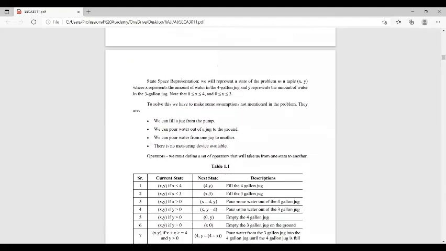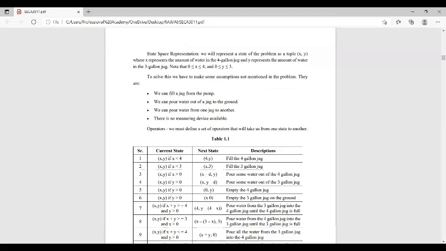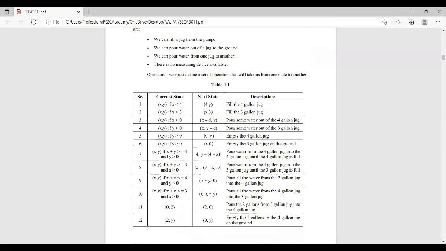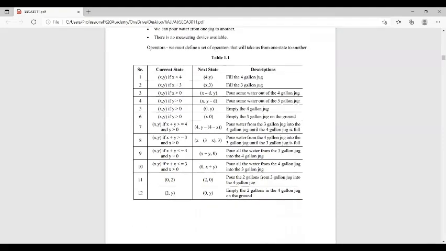So the state space representation is called the (x, y) representation. x represents the 4-gallon jug, y represents the 3-gallon jug. So x will be 0 less than or equal to x, less than or equal to 4. And y will be 0 less than or equal to y, less than or equal to 3. To solve this problem, we will have some assumptions.